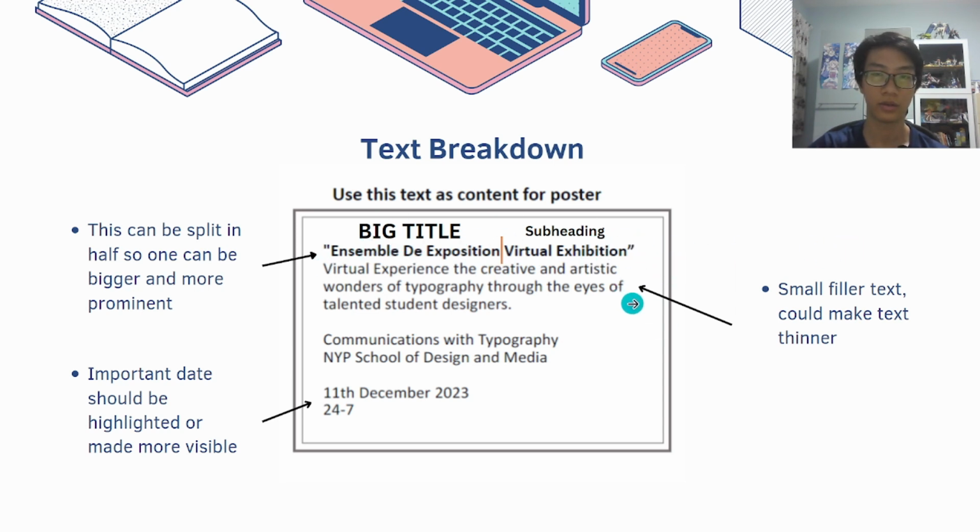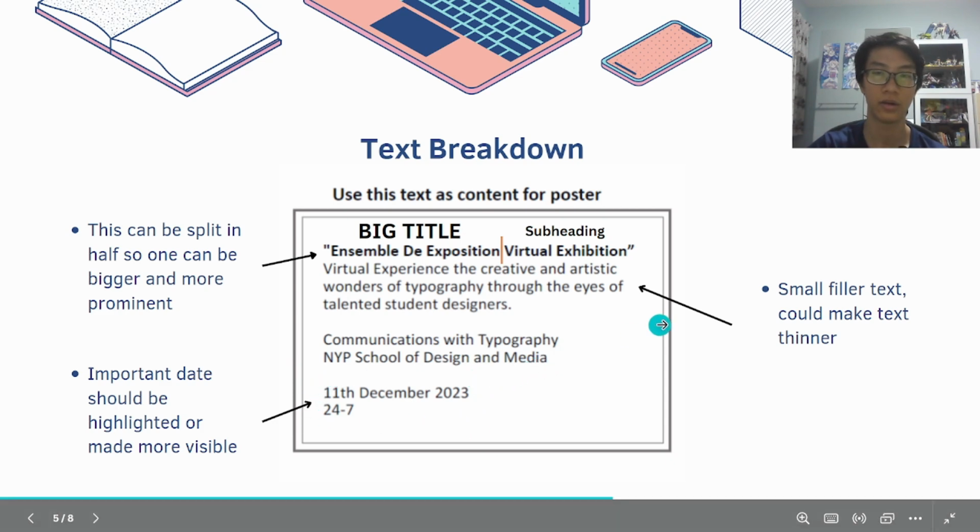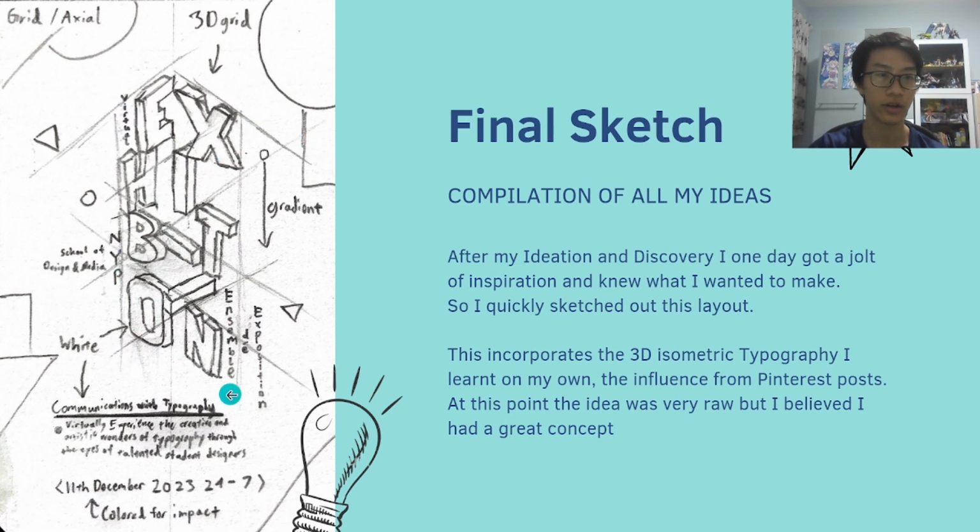Another thing that I noted down from this text breakdown was that the small filler text over here, I wanted to make it thin so as to contrast the other text inside. And also the date over here is important information which should be highlighted and made more visible. So these are some of the notes that I noted down while looking at this text. But as you can see over here, some of the ideas did translate over.